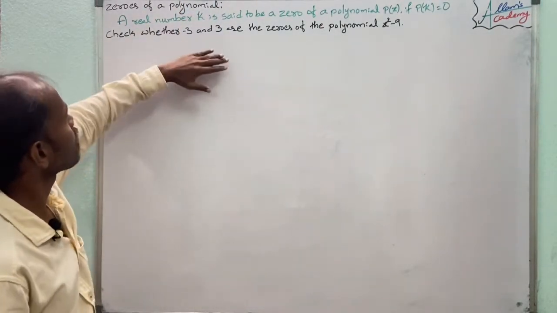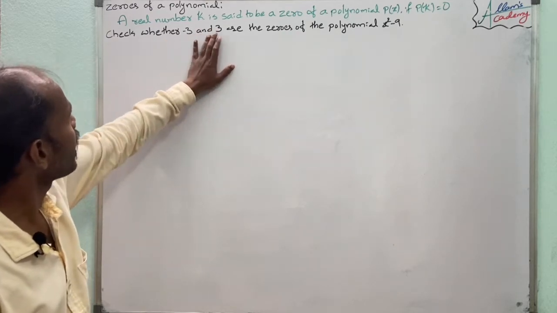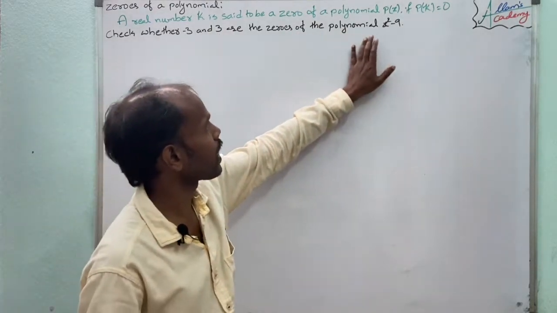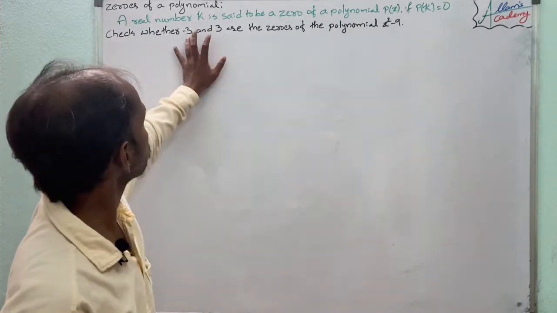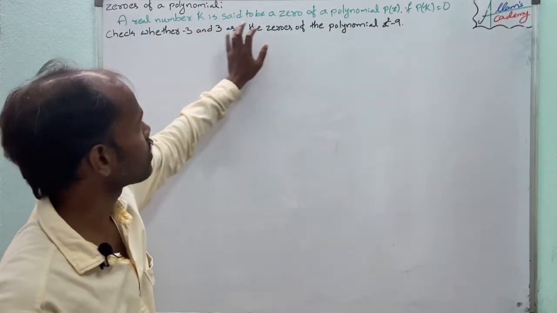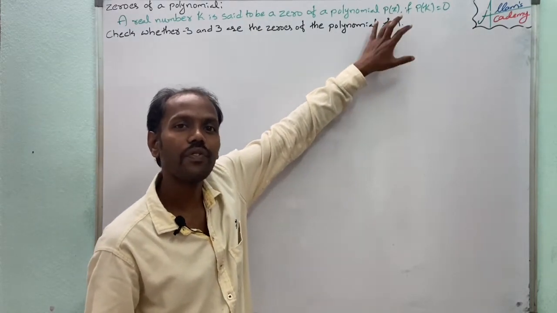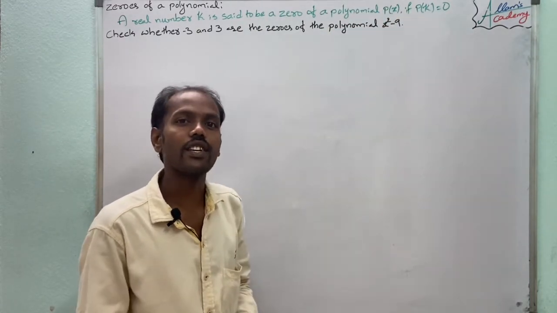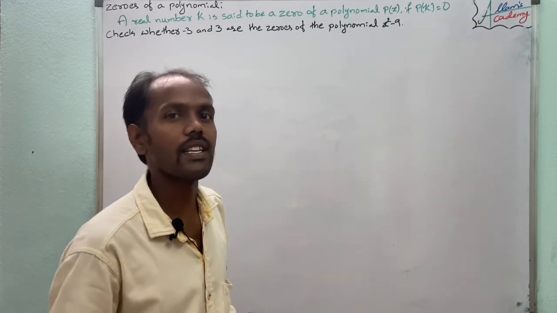So for that purpose, now our given problem: check whether minus 3 and 3 are the zeros of the polynomial x square minus 9. That means these minus 3 and 3 are substituted in the given polynomial x square minus 9. If we get the result 0, then they are called zeros of the polynomial, otherwise they are not.